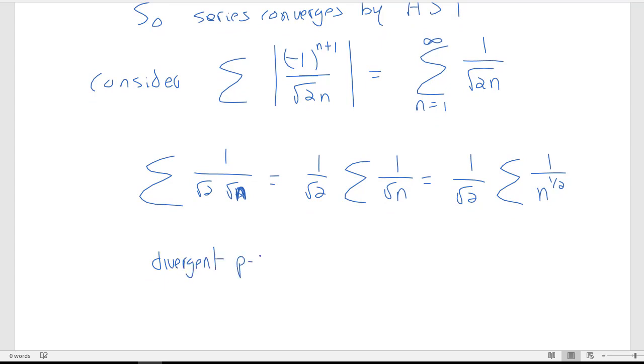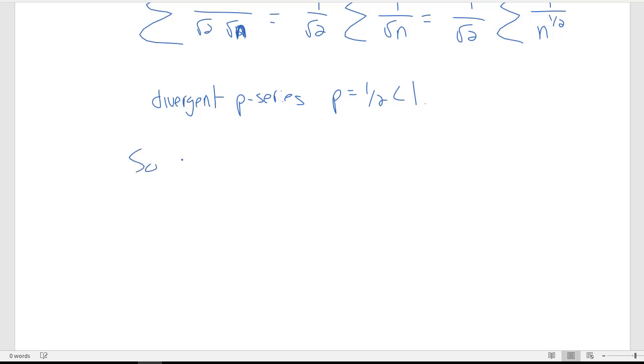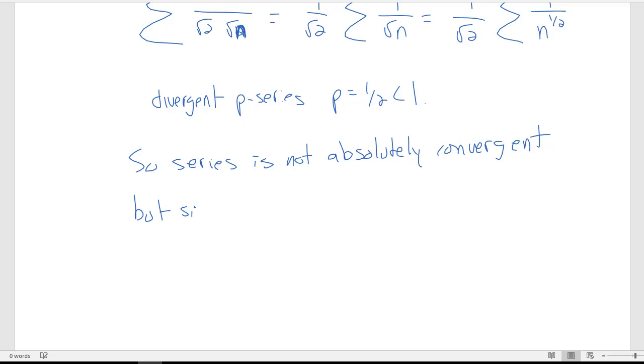p equals 1/2, which is less than 1. So in other words, we have a series that is not absolutely convergent. We considered the series of absolute value of terms and found that it is not absolutely convergent. However, the original series is convergent, so it's conditionally convergent. So the series is not absolutely convergent, but since it is convergent by the alternating series test, then our series is conditionally convergent.